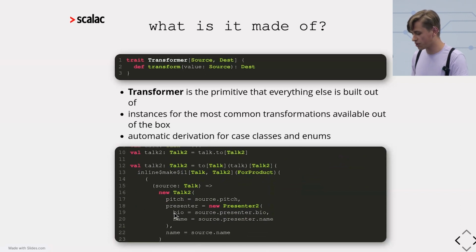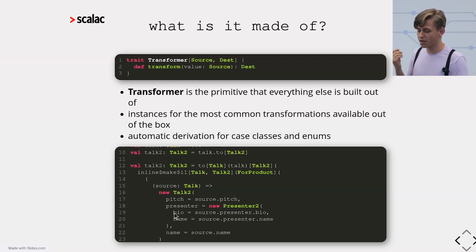So that's what the case class derivation does, and the rule for that is basically that when the source case class has all of the fields of the destination case class name-wise, and the types that correspond to those fields have transformer instances in scope, then the library is able to derive a transformer for you for free.